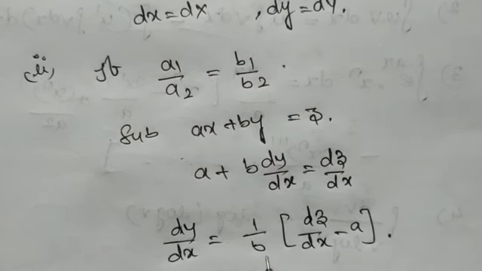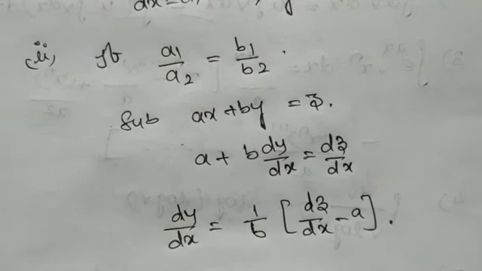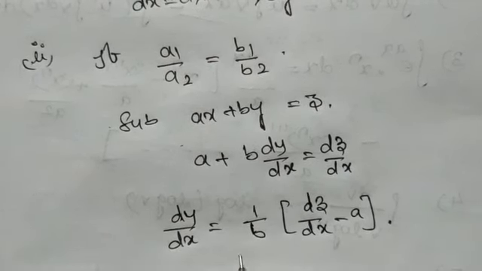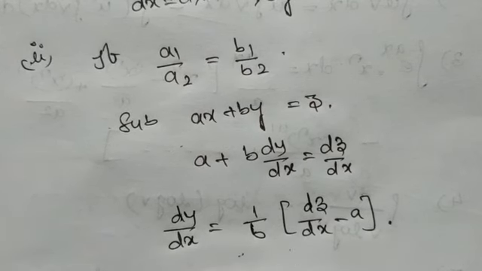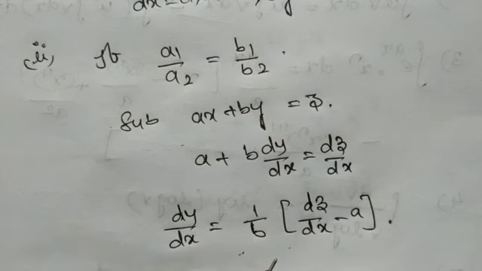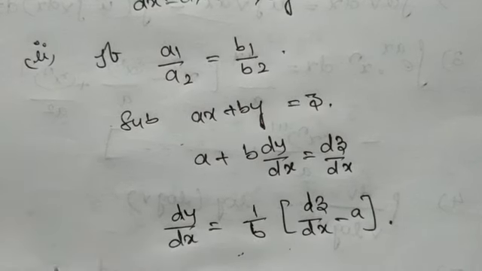Substituting the values here we get a homogeneous differential equation. Then by using the variable separable method and integrating on both sides, we get the solution of the given problem. So this is the overview of the non-homogeneous differential equation.